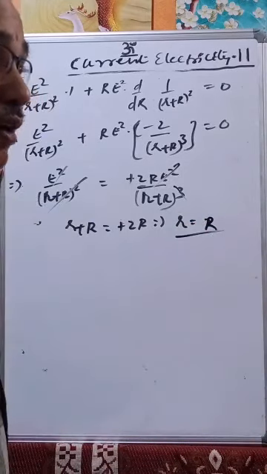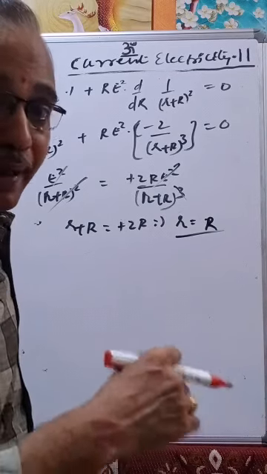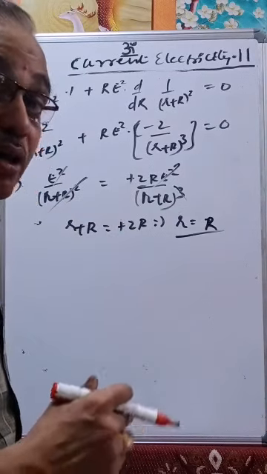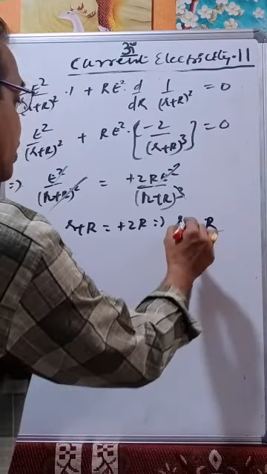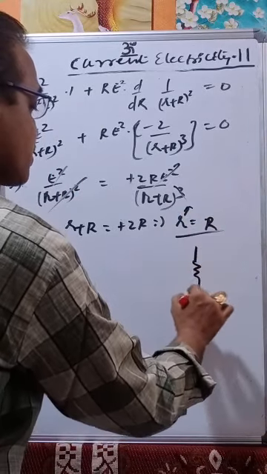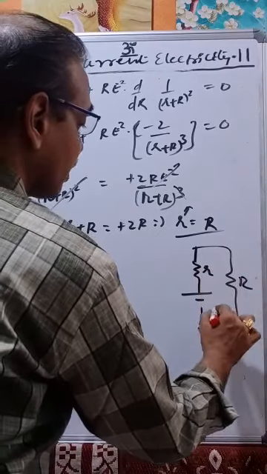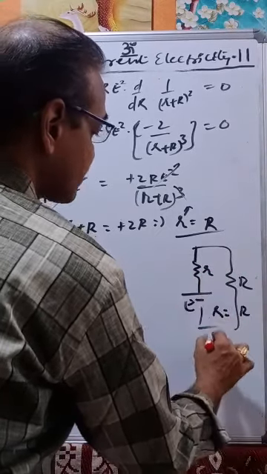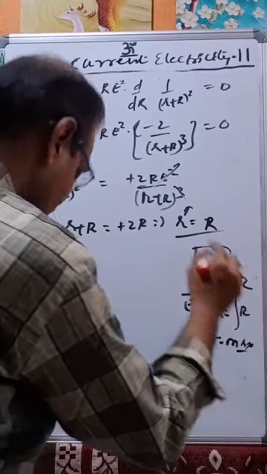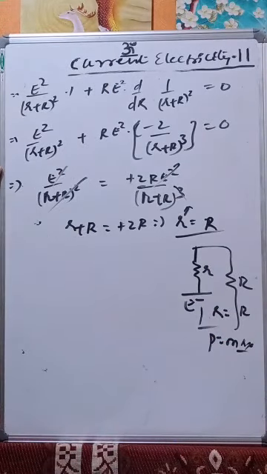So what we got: for the power to be maximum at the load resistance or external resistance, the source resistance should be equal to the load resistance in the circuit. Therefore this is r, this is r. When r is equal to r, then P is maxima. This is what is called the maximum power transfer theorem.